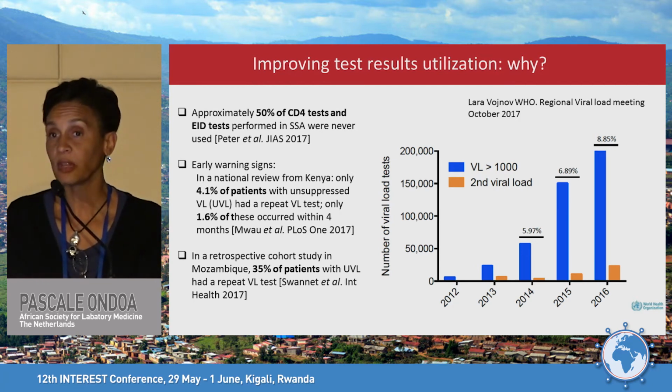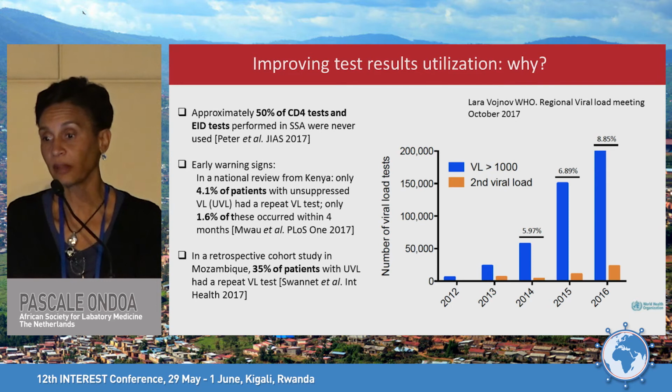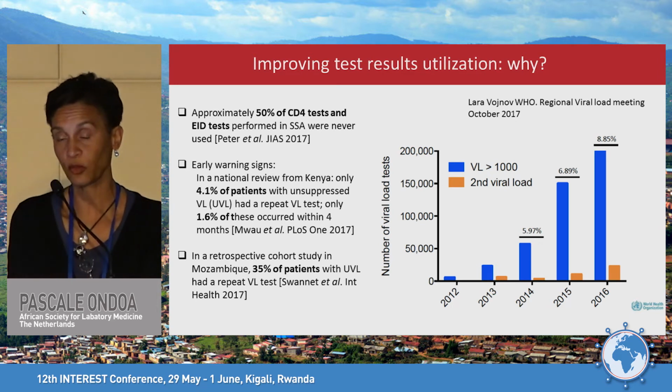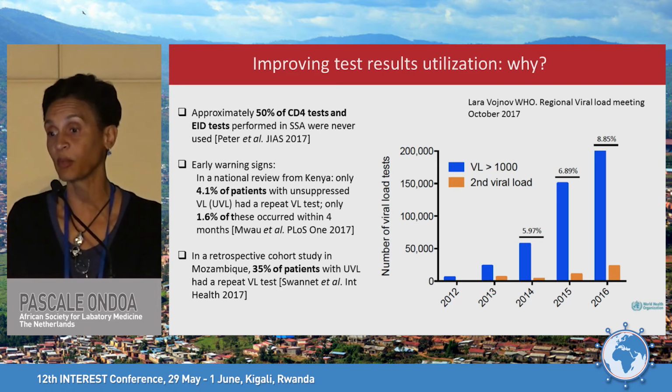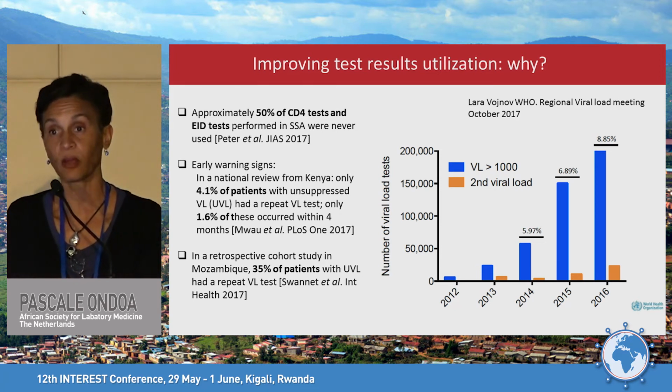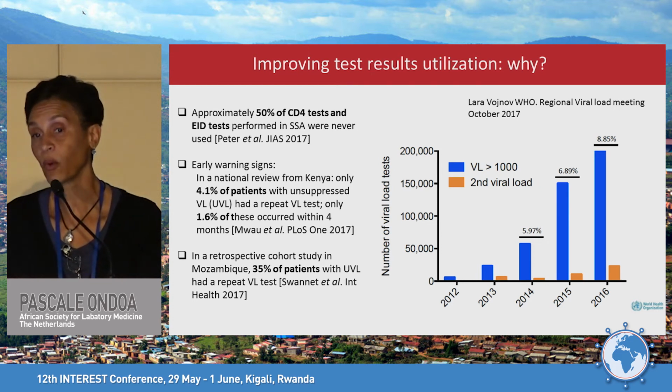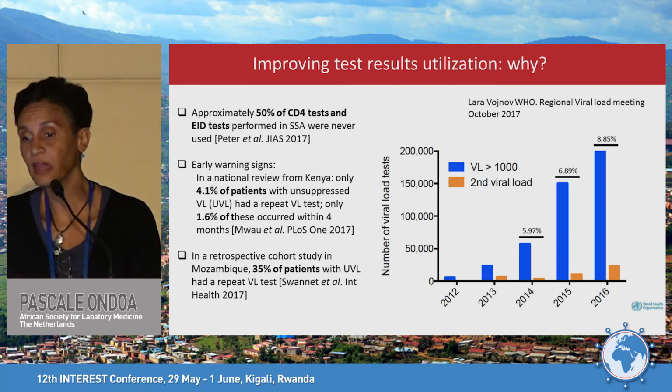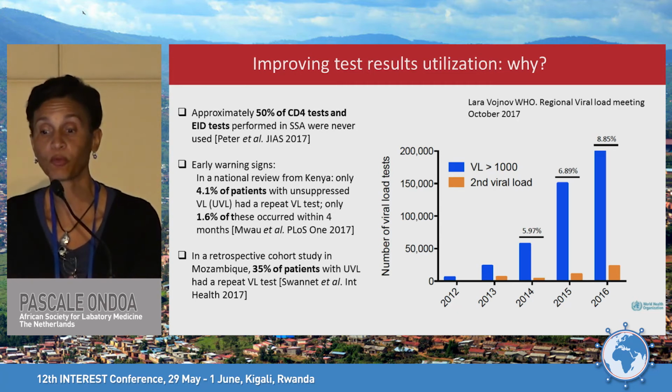The figure that you see on the right is a figure that Lara Wojner from WHO shared with us during a regional viral load meeting in Addis Ababa last year. And it really shows that in terms of utilization, the proportion of patients that have a follow-up, a second viral load, after they've been identified as unsuppressed is very low. And you have more specific data from Kenya, where only 4% of patients that are unsuppressed have a repeat viral load, and only 1.6% of these occur within 4 months.